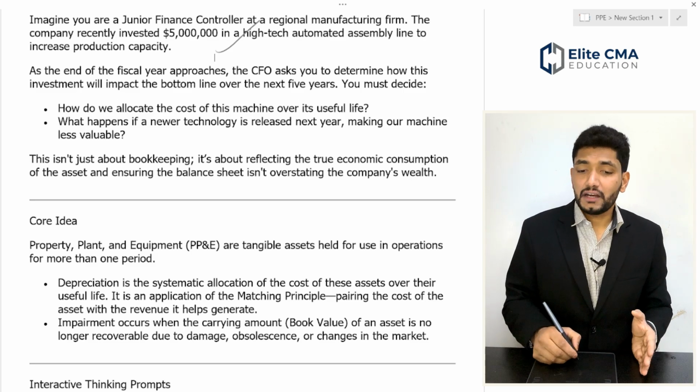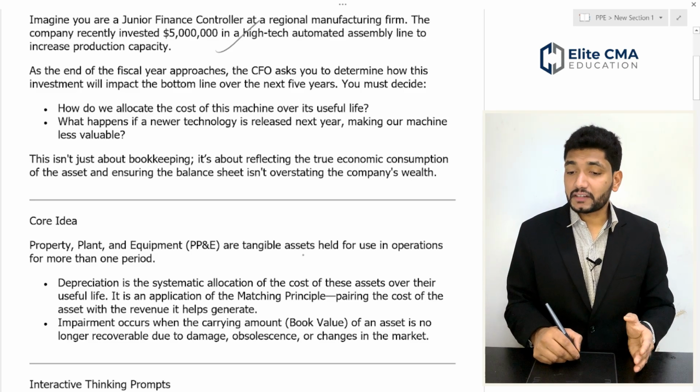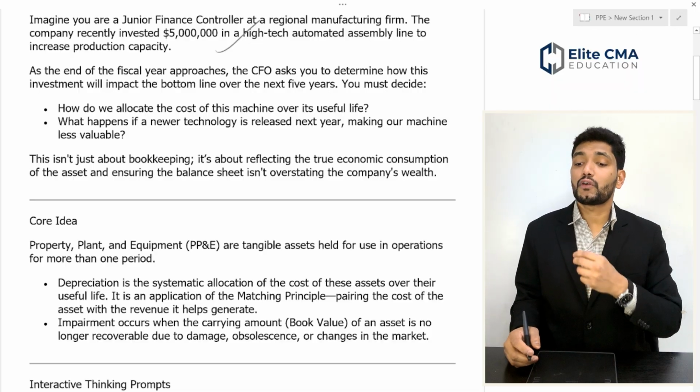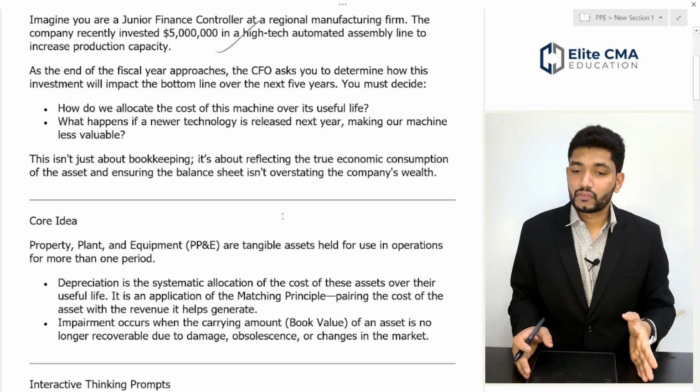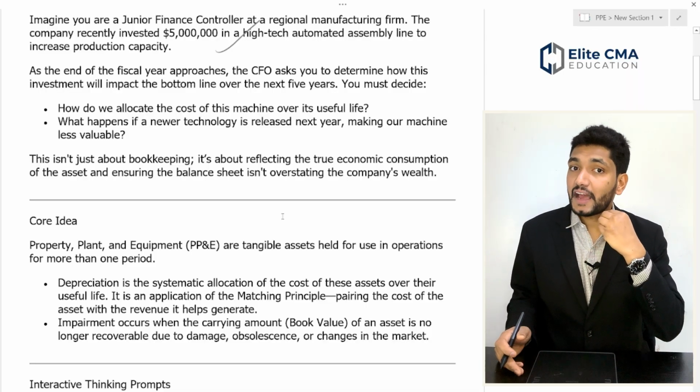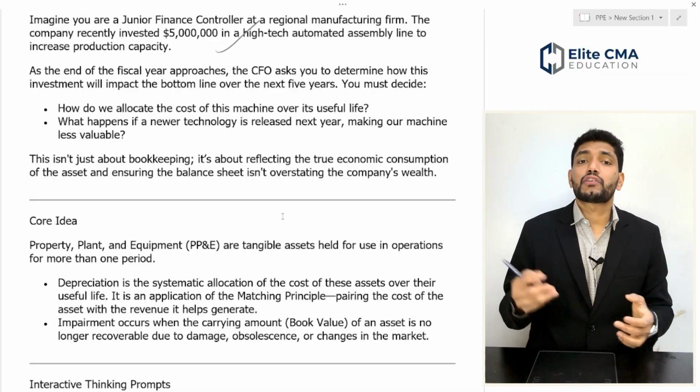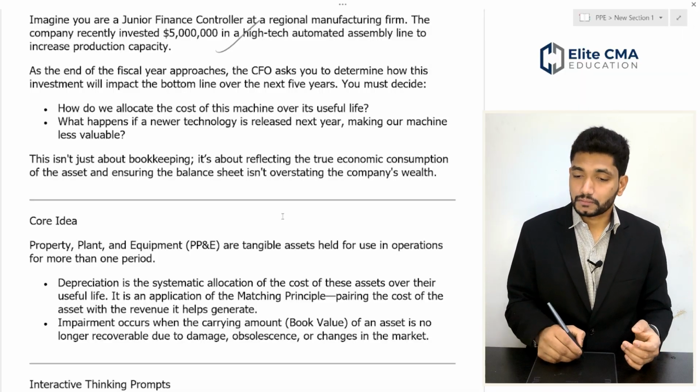So the core idea: property, plant and equipment are tangible assets held for use in operation for more than one period. So what is property, plant and equipment? These are tangible assets which are used in operation for more than 1 year.